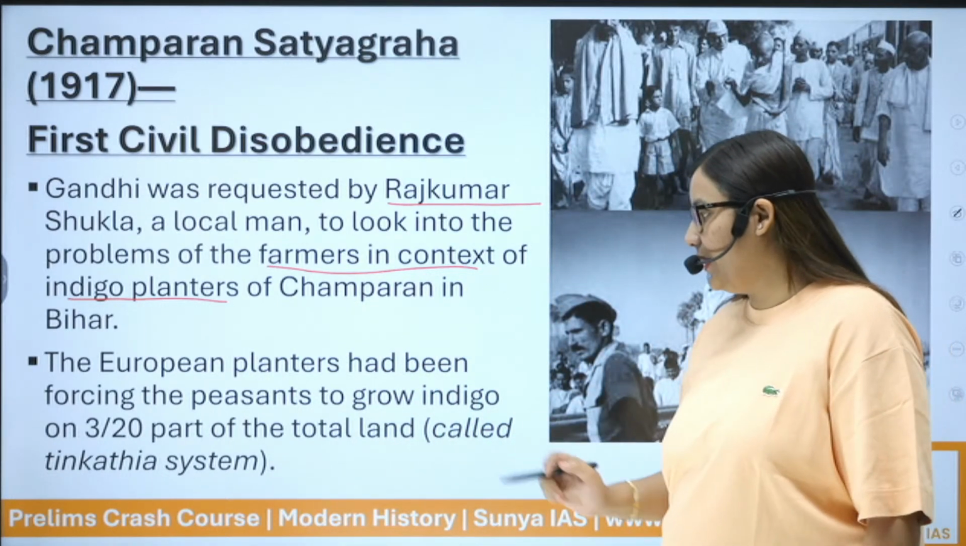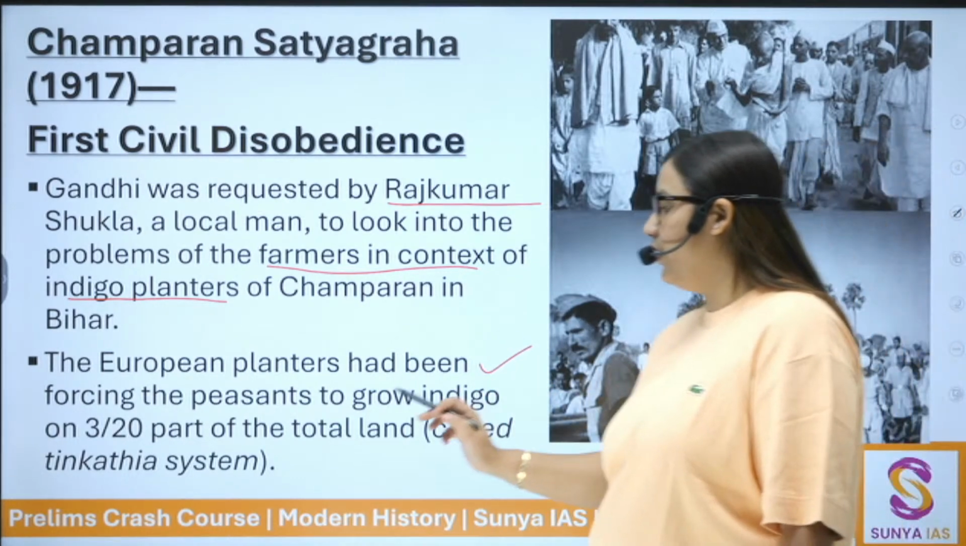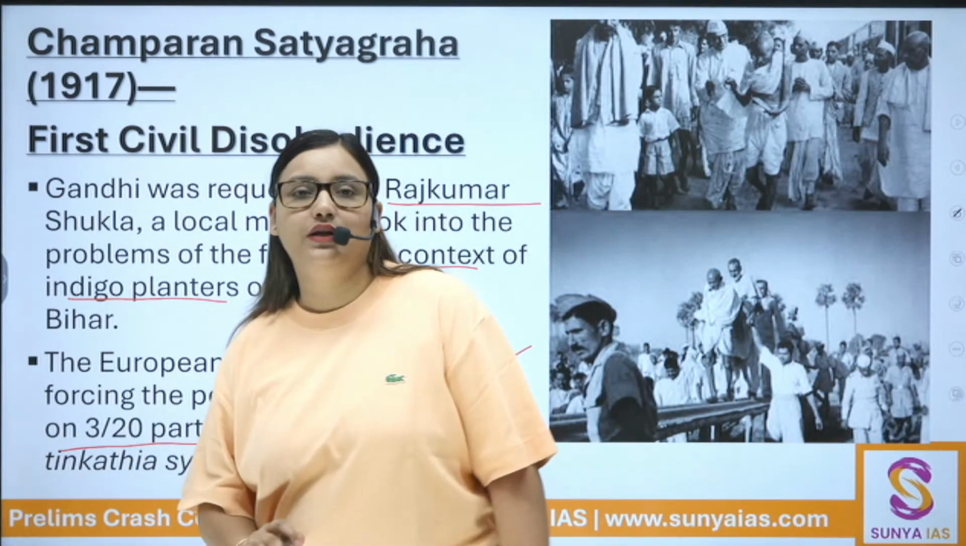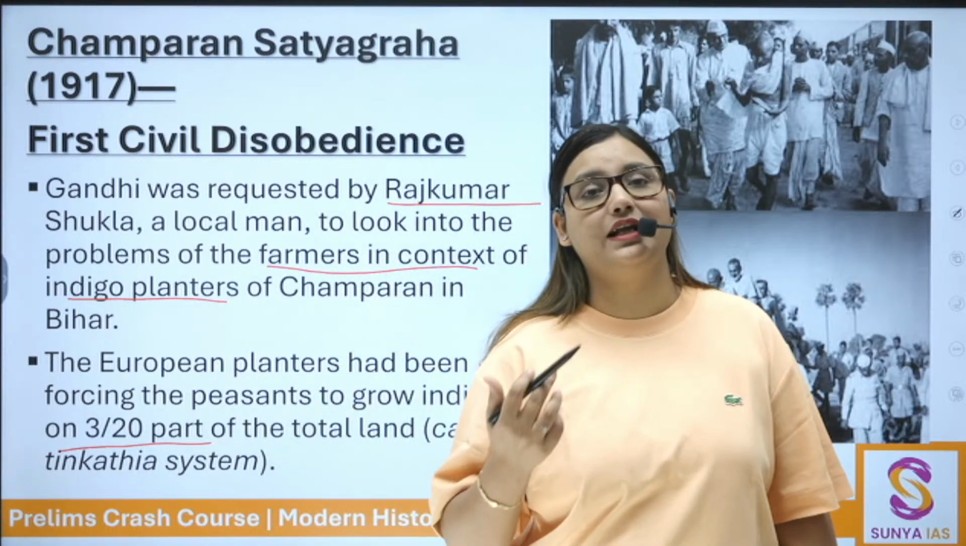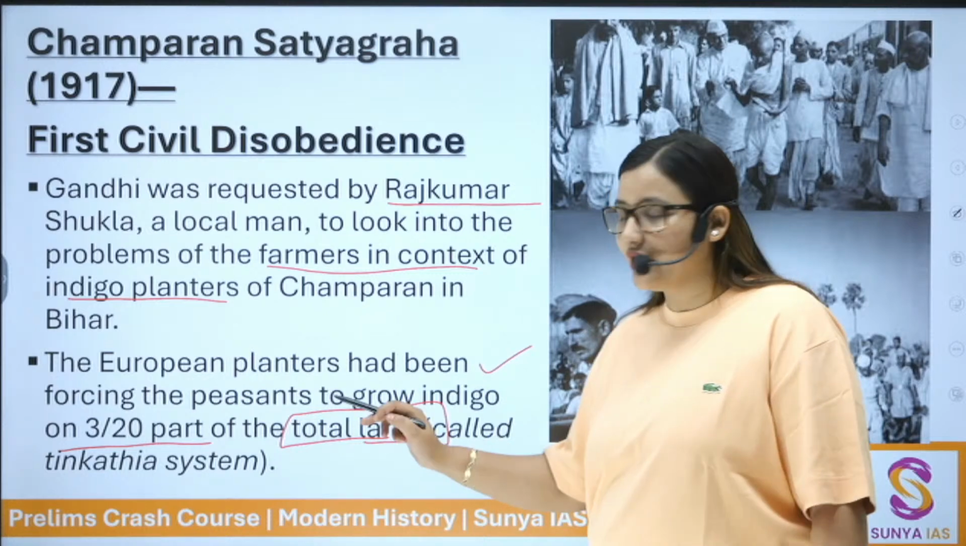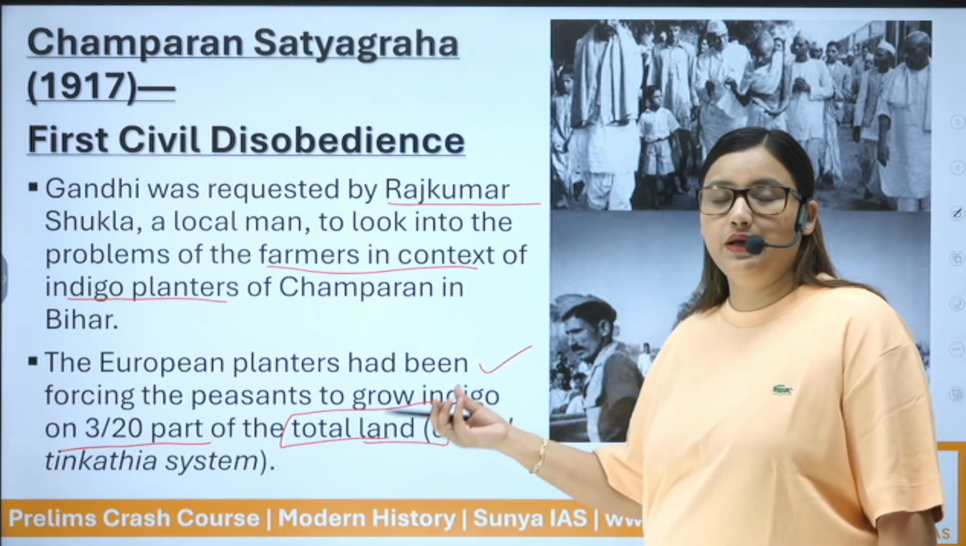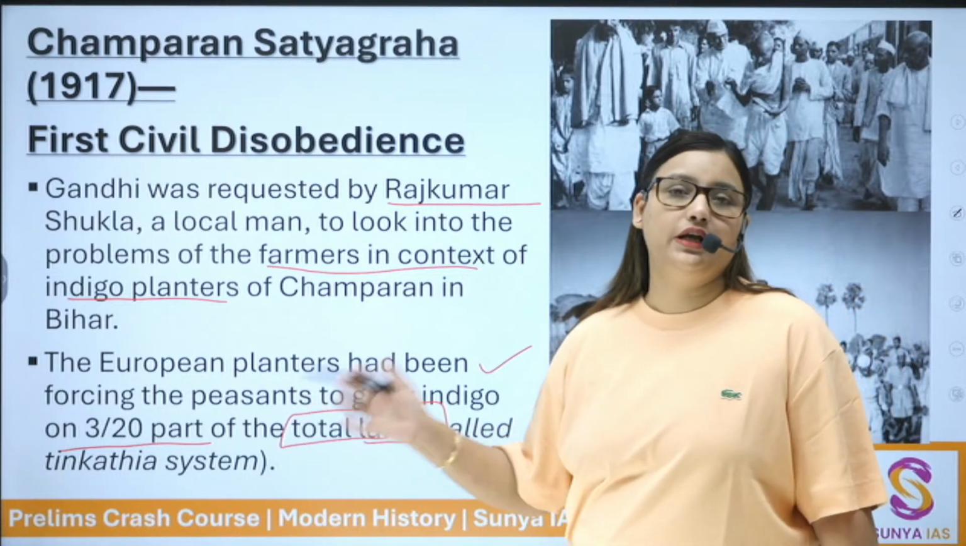So the European planters had been forcing the peasants to grow indigo on 3/20th part of their land. This is known as the Teen Kathiya system. If the total land area is divided into 20 parts, 3 parts would be for the indigo only.